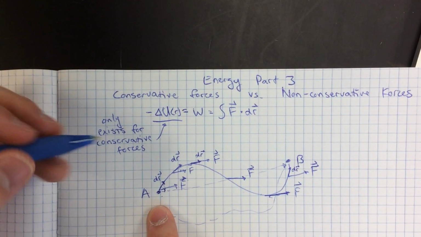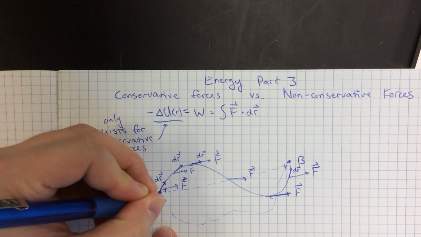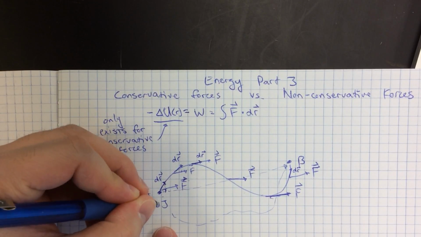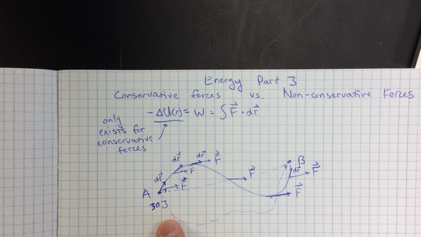Okay, so I can say something like this. Starting at A, it might have 30 joules of potential energy. And I'm trying to avoid saying specifically gravitational potential energy. Some of you ask, why is it sideways? I did it specifically sideways because it doesn't have to be just gravity. There are other forces out there that behave in a potential energy-like fashion.